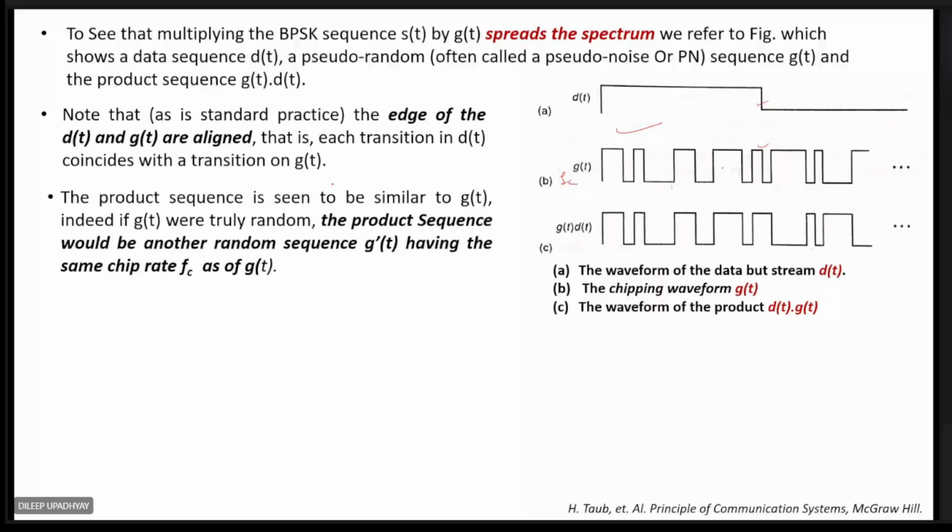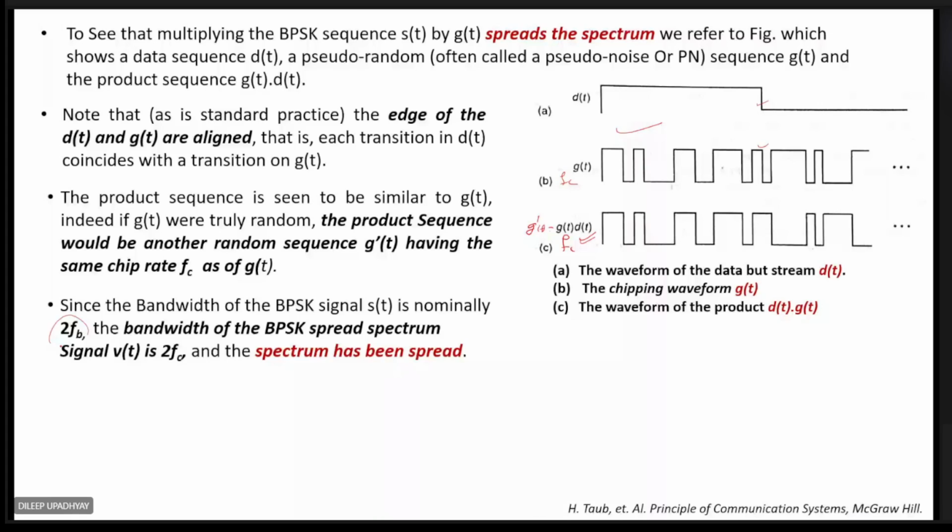Similarly, the product sequence is seen to be similar to DT, and this sequence is seen to be very much similar to GT. The product sequence would be another random sequence G dash T, having the same chip rate FC as I told you. Since the bandwidth of the BPSK signal ST is normally twice FP, as I showed, and the bandwidth of the BPSK spread spectrum signal is twice FC, the spectrum has been spread.